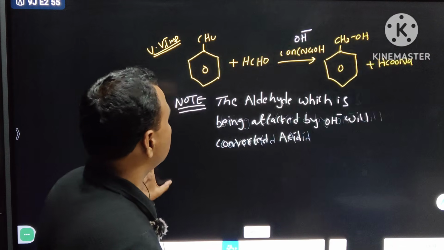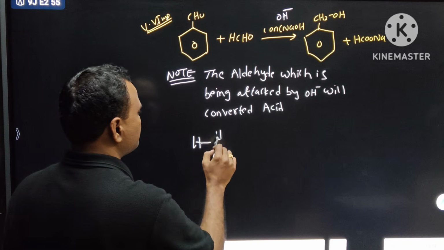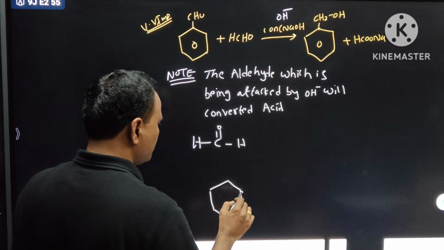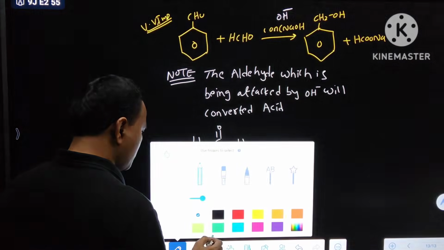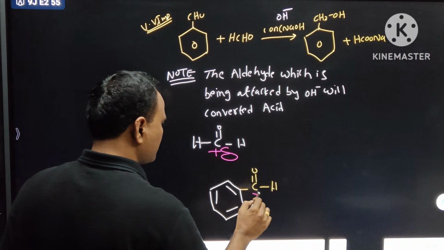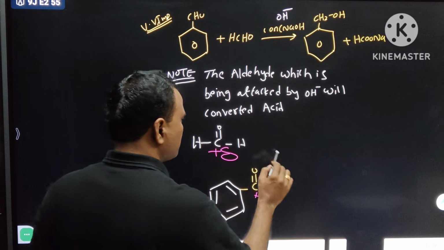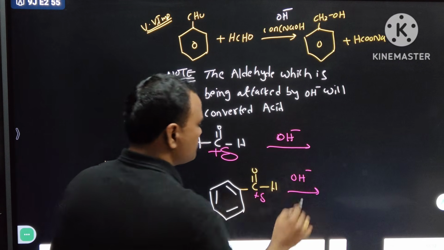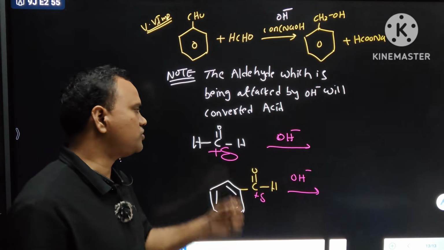Right. Look at this. I am taking formaldehyde and I am taking benzaldehyde. You only tell me the difference between these two. This is benzaldehyde. I'm highlighting one point here. What did you observe here? Very good. More positive and less positive. Why is less positive present here? Why is more positive present here?